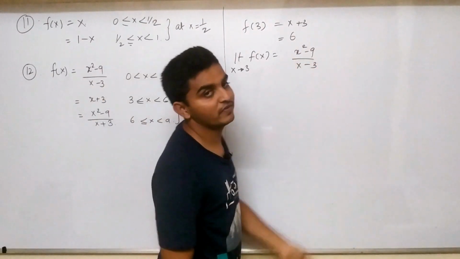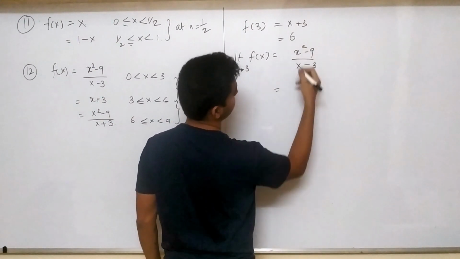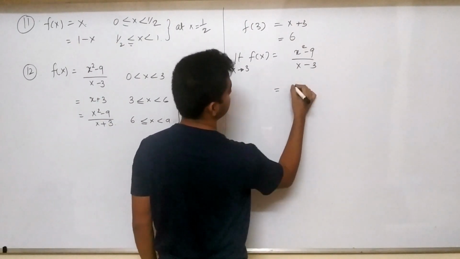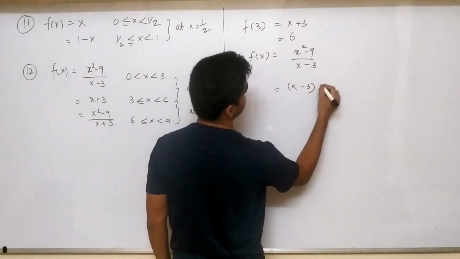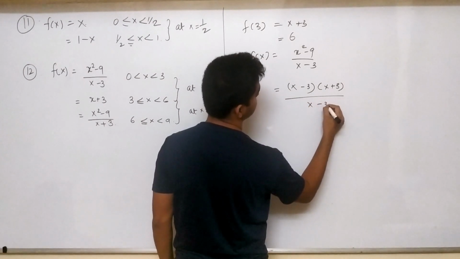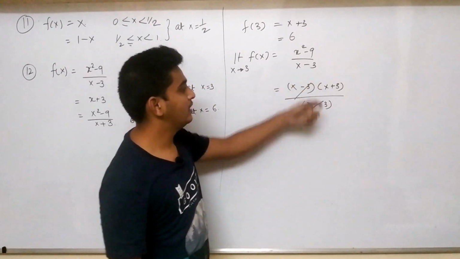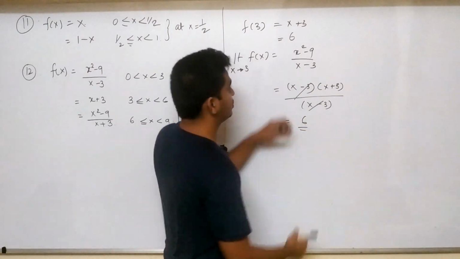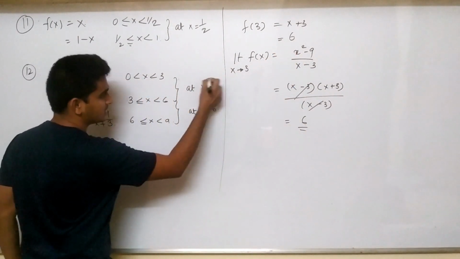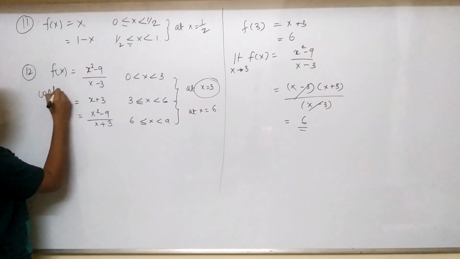Now we need to just factorize it. This is also a 10th standard problem. x square minus 9 can be stated as x minus 3 times x plus 3, and now everything is divided by x minus 3. So you can just cancel this, and when you plug in the value, you have an answer of 6. So you can say that at x equals 3, this function is continuous.